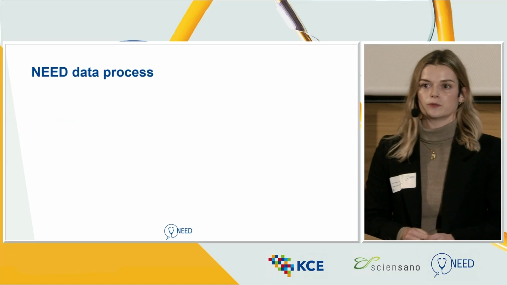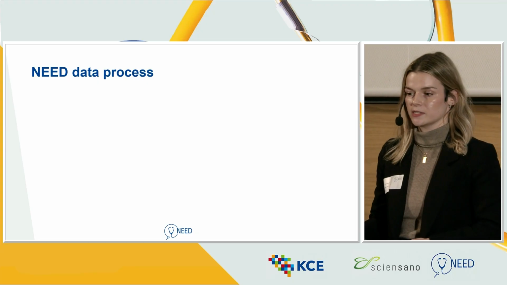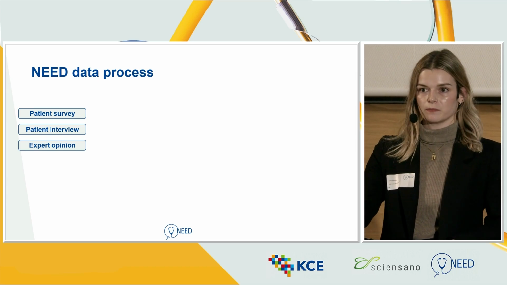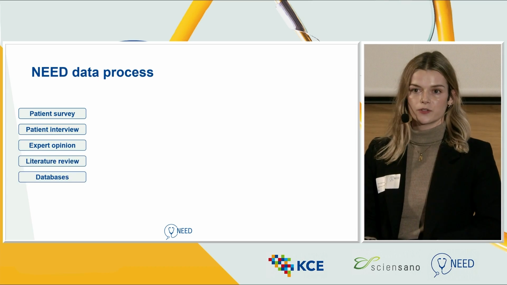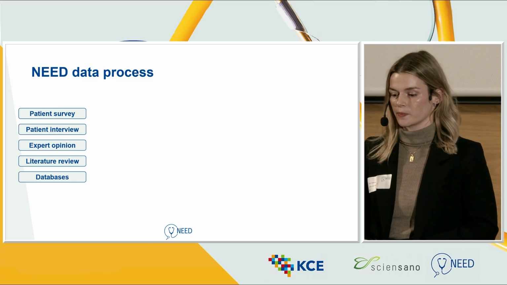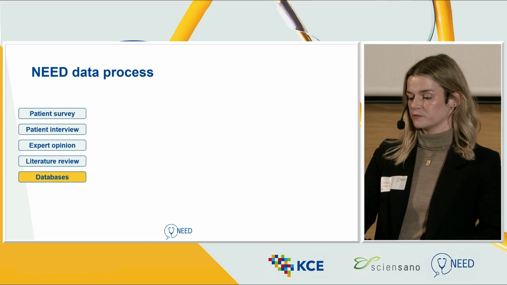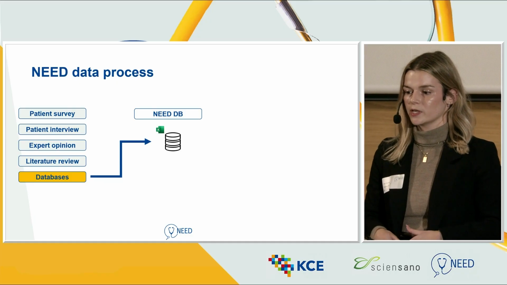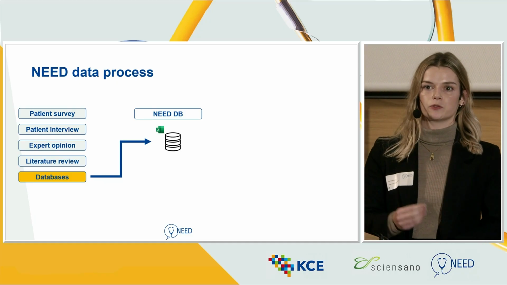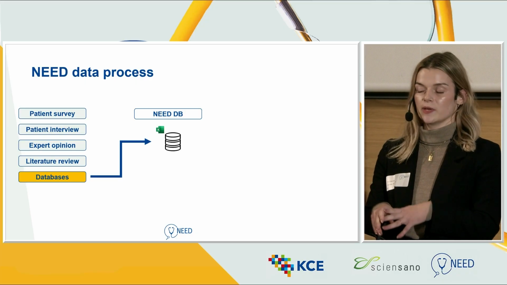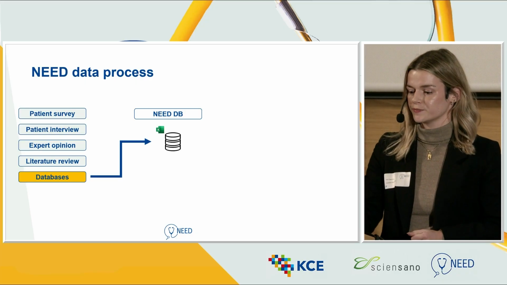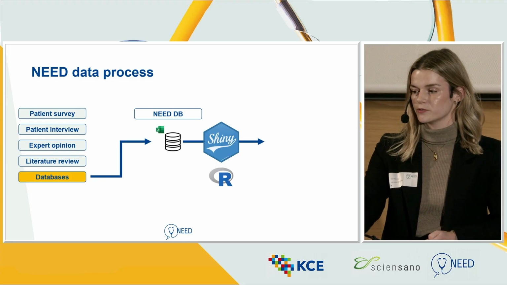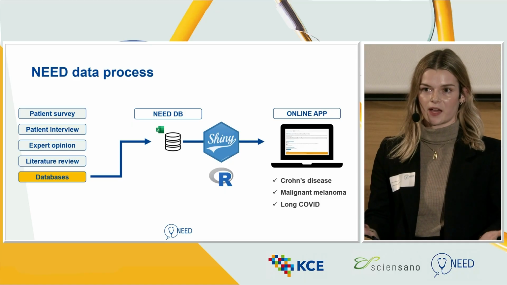So how do we go from the framework to our NEAT database? So we use primary data collection, as mentioned by the previous presenters, and we also use secondary data collection, so the databases, where we will focus on. So based on these databases, we retrieve data and we match it to our framework. So we make our own NEAT data set. Then we use the Shiny package in R to develop our online interactive app.